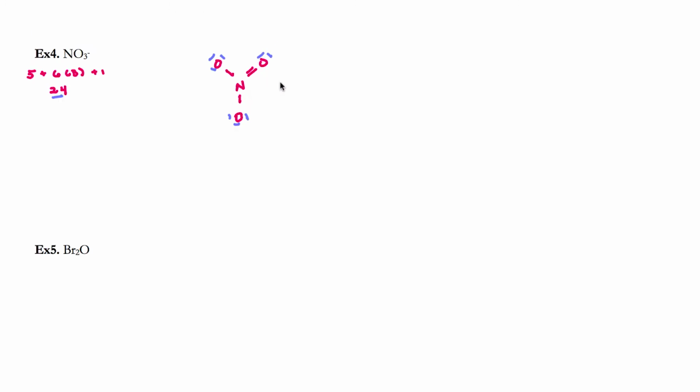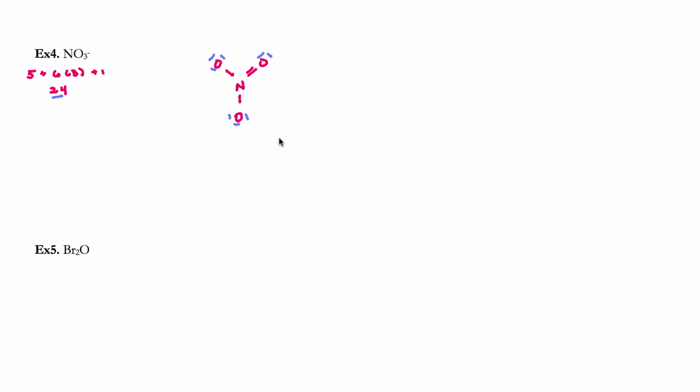Where I add that double bond doesn't matter. So if I add it here, okay, so let's now recount. 2, 4, 6, 8, 10, 12, 14, 16, 18, 20, 22, 24. I'm using the correct number of valence electrons. A quick side note, okay, this is not how NO3 minus nitrate actually exists in the real world.